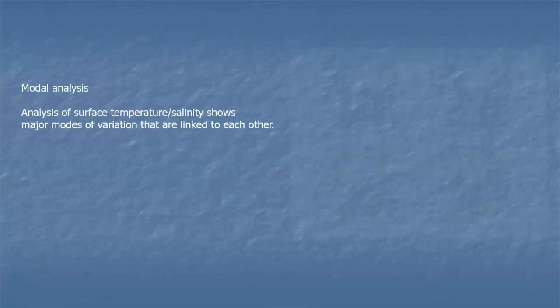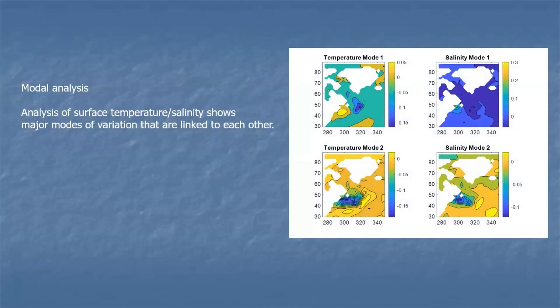So when we do a modal analysis, modes are shown here. It turns out that, again, we can find modes of temperature and salinity that are related to each other. There's a temperature mode where we have cooling over much of the Atlantic. So this would presumably be a convective off mode and a little bit of freshening.